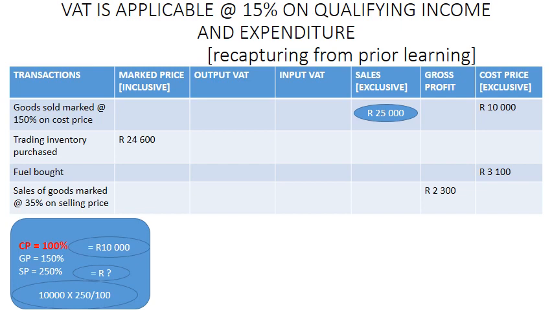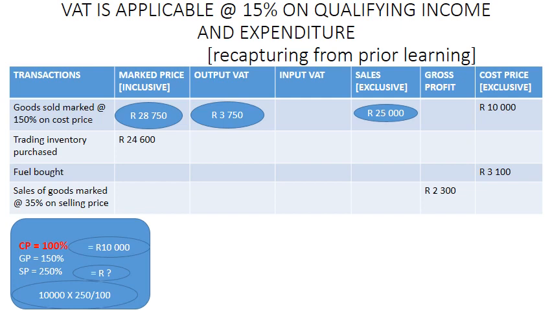Then multiply 25,000 by 15% to arrive at output VAT. We will take 25,000, multiply it by 15, divide by 100. Where are we dividing by 100? We are using the amount that is exclusive. We will then arrive at output VAT of 3,750 rand. We will add the VAT to the sales to arrive at the selling price, including VAT, of 28,750 rand.